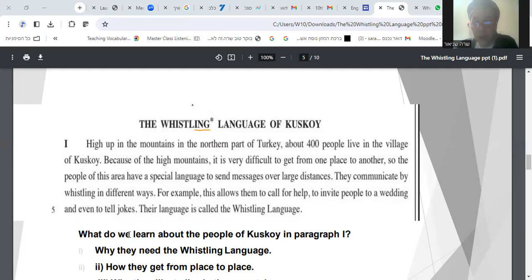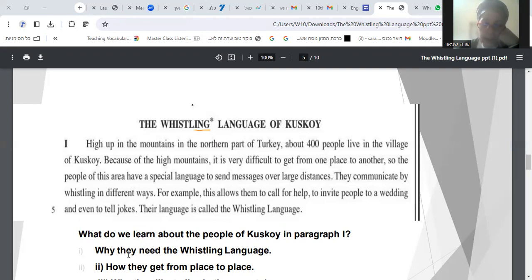What do we learn? This is the word learn, not to be confused with line. Line is a row. Here, what do we learn? What do we learn about the people of Cuscoy? In paragraph 1, the paragraph 1. Okay? Why they need the whistling language.